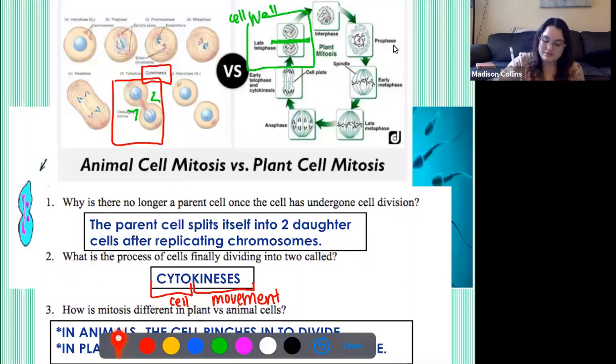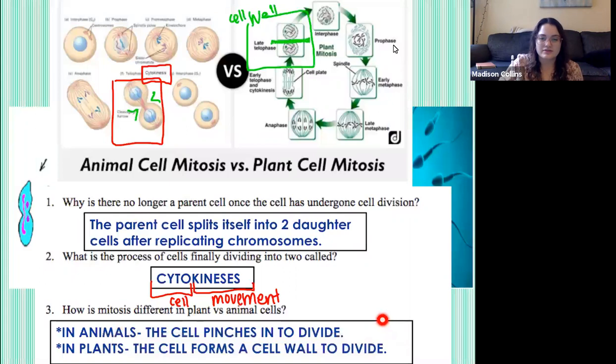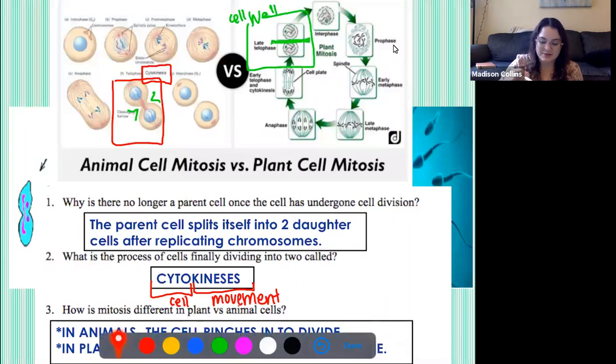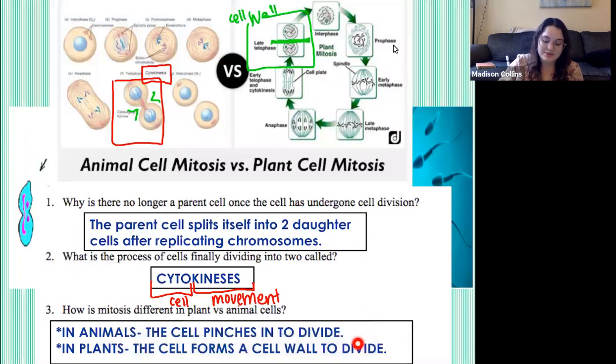All right. Now I know that my text thing was covering it, so I'll give you guys a second. In animals, the cell pinches in to divide. In plants, the cell forms a cell wall to divide.